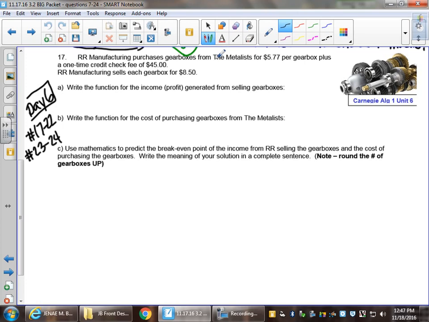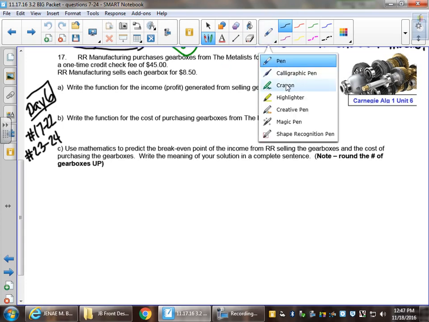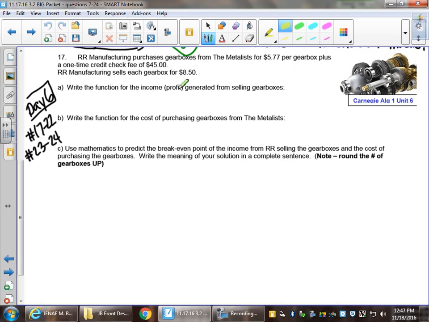17 says, RR Manufacturing purchases gearboxes from the Medalists for $5.77 per gearbox, plus a one-time credit check fee of $45. RR Manufacturing sells each gearbox for $8.50. Part A says, write the function for the income or the profit generated from selling gearboxes. So right away, I know I will have a profit equation. And then when I look at part B, write the function for the cost of purchasing gearboxes. This will be a cost versus profit.